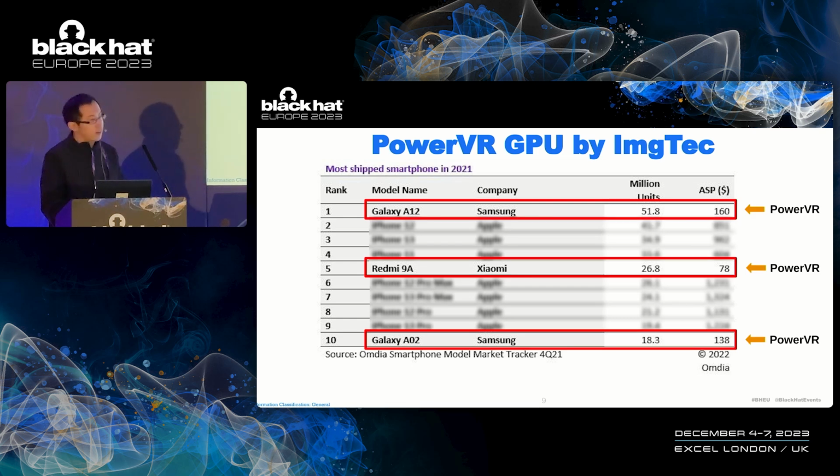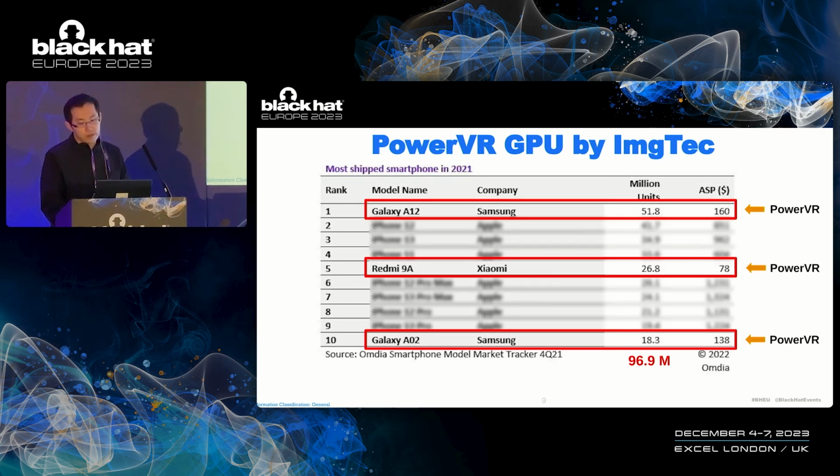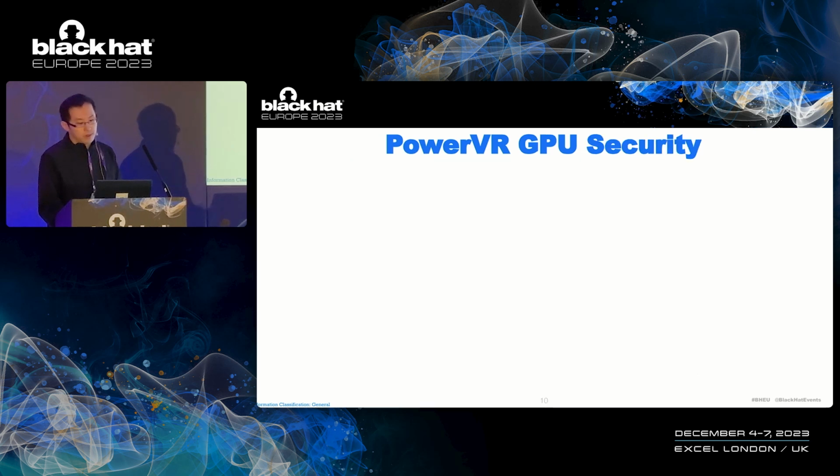Market research showed that 3 out of the 10 most shipped devices used this GPU in 2021. That's about 100 million devices. This GPU also has some presence in developed countries, for example in the United States, where the Samsung A12 and Motorola series are quite popular. Although these devices are very cheap, and you can probably buy them for $99 or less than $200, it doesn't mean the security of these devices can be completely ignored.